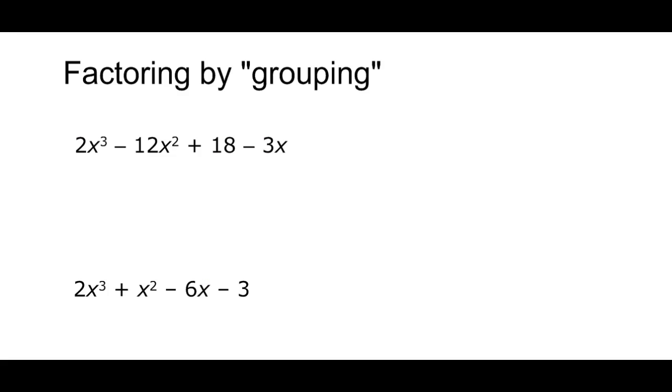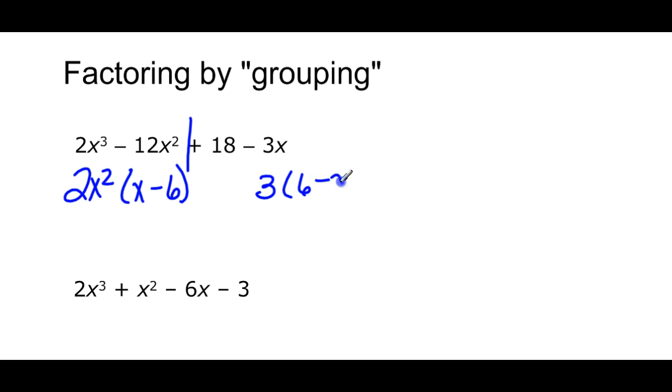All right, the last thing we're going to do here is factor by grouping. When you have 4 terms, you can cut them in half. Okay, instead of looking for something that they all have in common, just cut them in half. What do these two have in common? These two have in common a 2x squared. And when you factor that out, you're left with an x minus 6. These two have a 3 in common. And if I factor that out, I'm left with a 6 minus x.